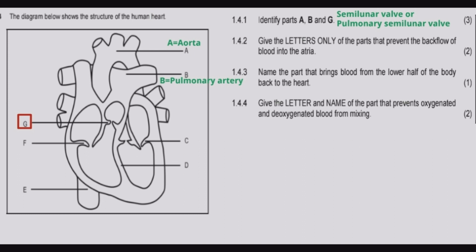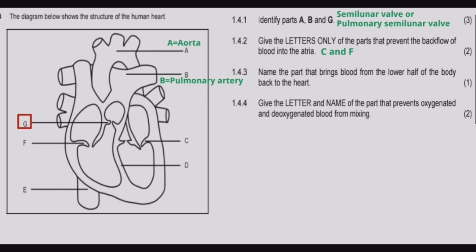We come to question 1.4.2. Give the letter only of the parts that prevent the backflow of blood into the atria. The ones that stop the blood from going back into the atria are valves. Where are the valves? We have got C here, which stands for a valve, so we write C, and we have got F here, so we write C and F. These are the two valves that prevent the backflow of blood. So C and F is the correct answer for 1.4.2.